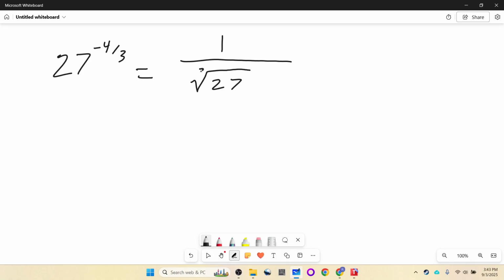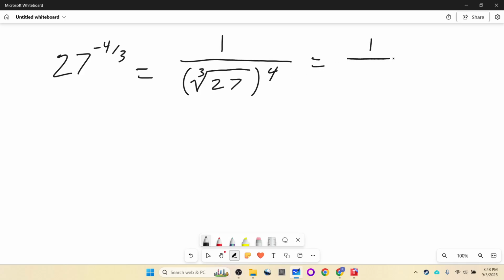For number 3, 27 to the negative 4 over 3. Okay, well, first off, the negative means flip to the bottom. So we would rewrite this as 1 over 27, and then 4/3 would mean the cube root and then to the 4th power. Now, you could do the 4th power first and then the cube root, but 27 to the 4th power would be really big, so I'd rather do the cube root first.